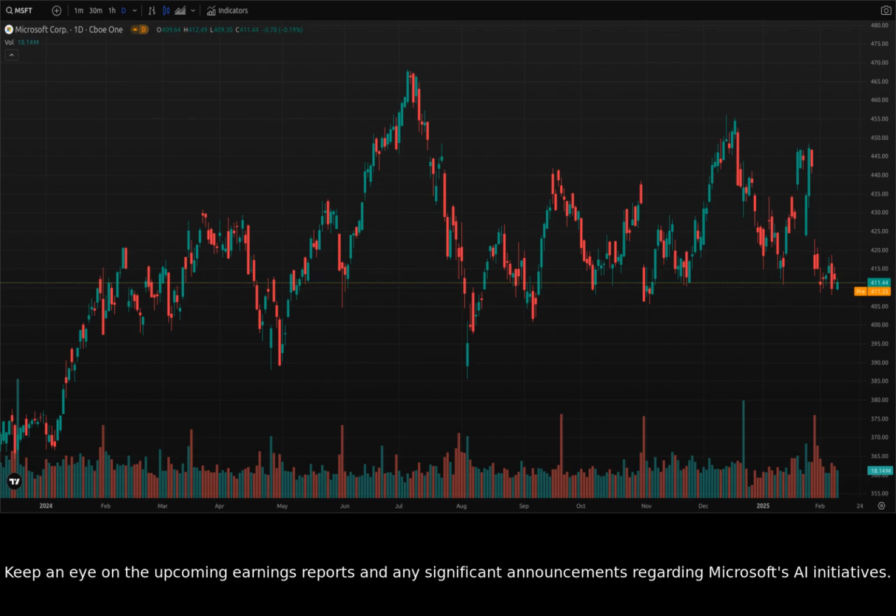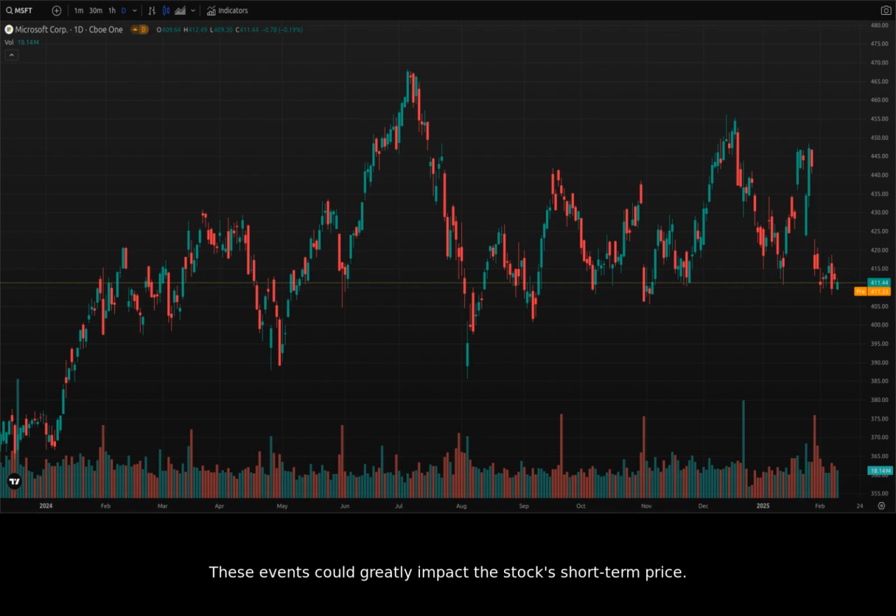Keep an eye on the upcoming earnings reports and any significant announcements regarding Microsoft's AI initiatives. These events could greatly impact the stock's short-term price. Technical indicators combined with news sentiment can help us anticipate major price swings.